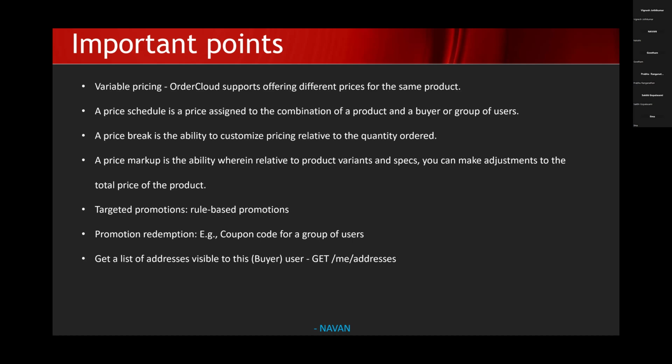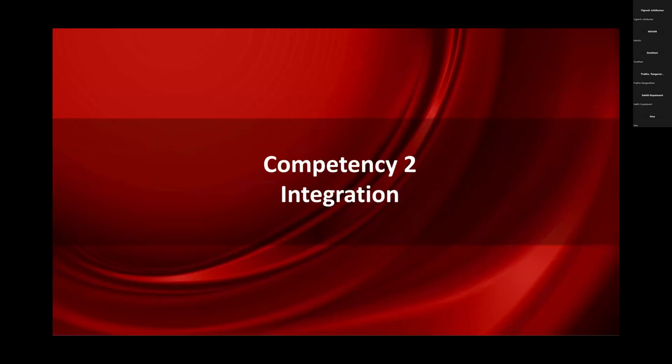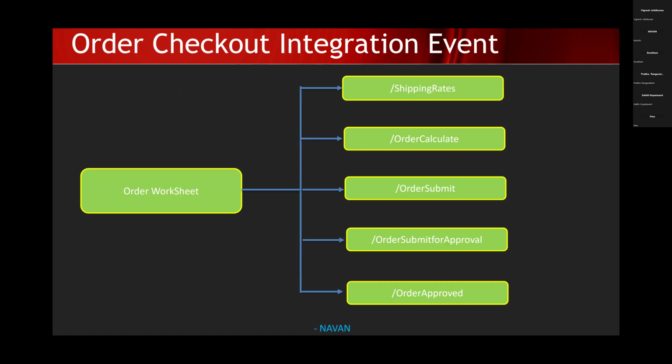There is also this API endpoint that's tested: get a list of addresses visible to this user. Get is the API method, and the endpoint is me/addresses. So next one is integration, which is competency 2. In this, they mainly cover the integration event. So this is an example of an integration event where the order fulfillment is happening, and then it calls shipping rates, order calculate, order submit for approval, and order approved.